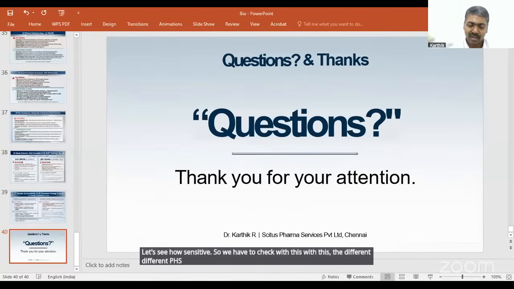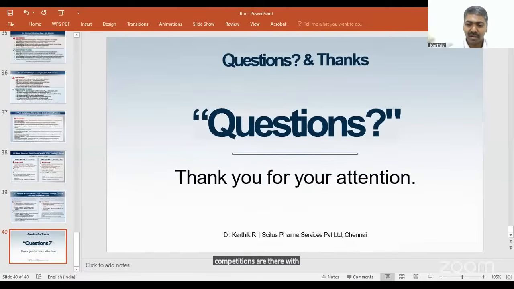And if the column is not working, then we have to change the column. Different companies are there, with different dimensions and particle sizes.